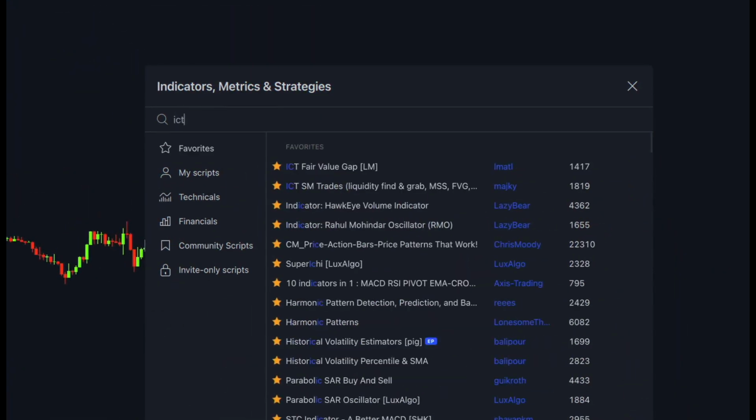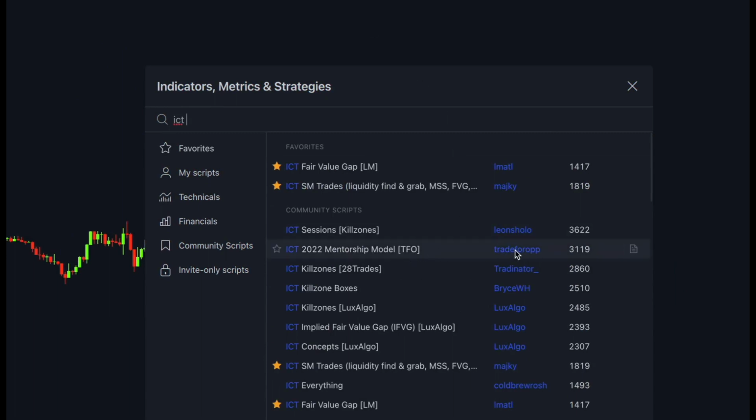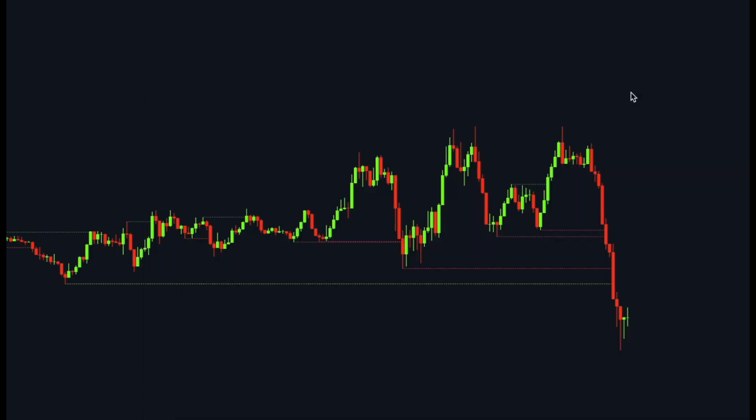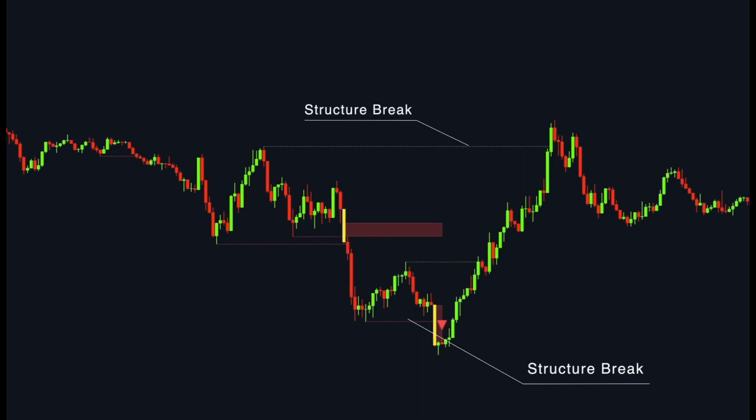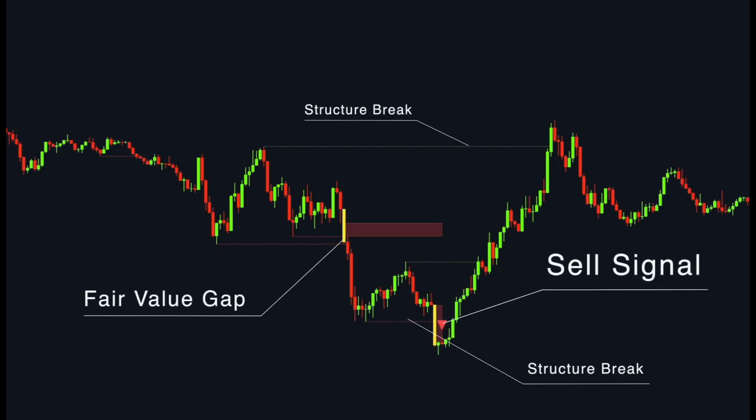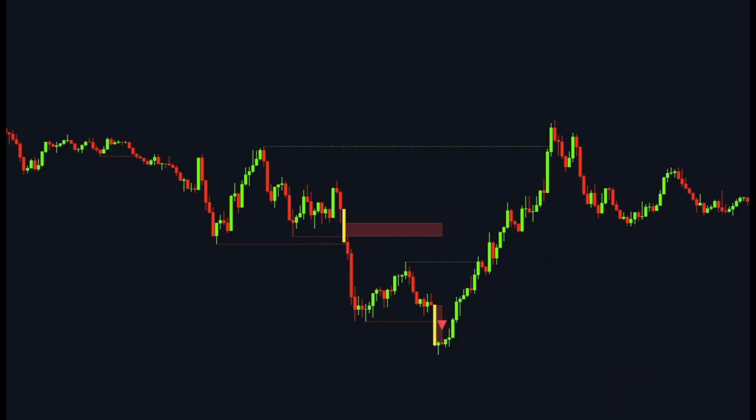This free TradingView tool is called the ICT 2022 Mentorship Model. It was created by Trade4Op. Add it to your favorites so you can find it easier in the future. This indicator is multifunctional. It displays structure breaks, liquidity taken, fair value gap candles, and buy and sell signals. If some of these terms sound complex to you, don't worry. We will explain everything you need to know about the ICT fair value gap method in a second.